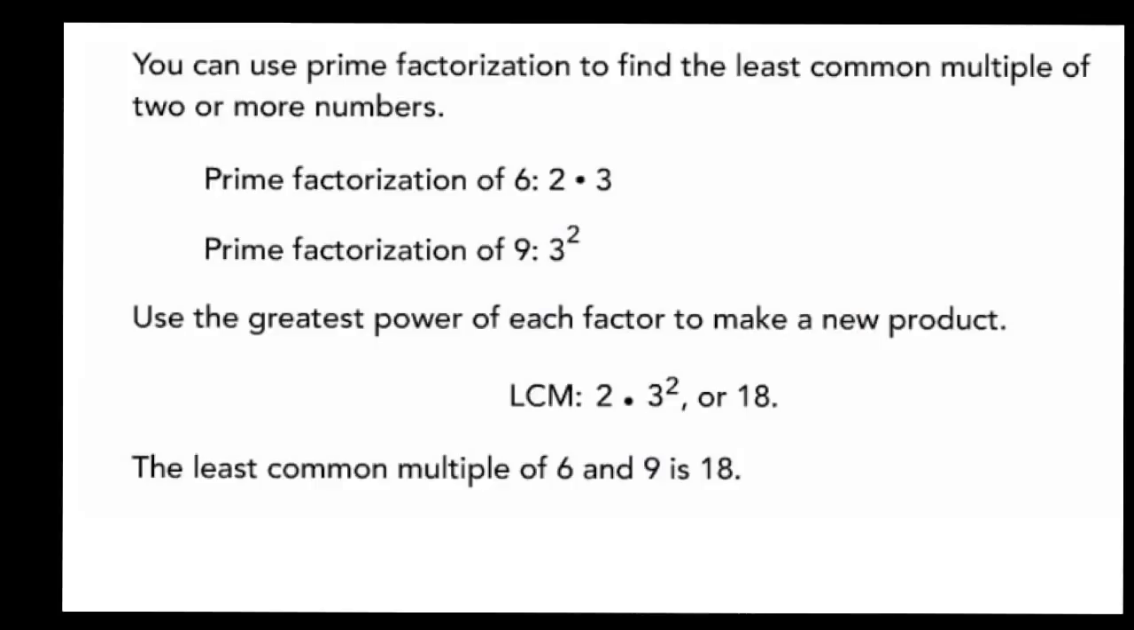This is pretty much an illustration of what I just went through. You can use prime factorization to find the LCM of 2 or more numbers. Prime factorization of 6, 2 times 3. Prime factorization of 9, 3 to the second power. Now remember, it does say use the greatest power of each factor only, right?